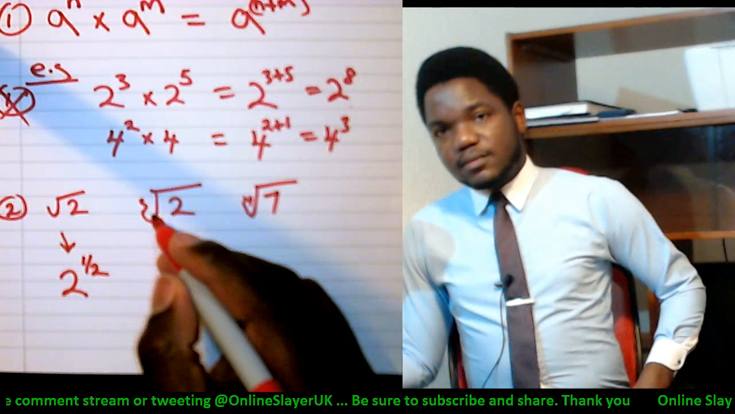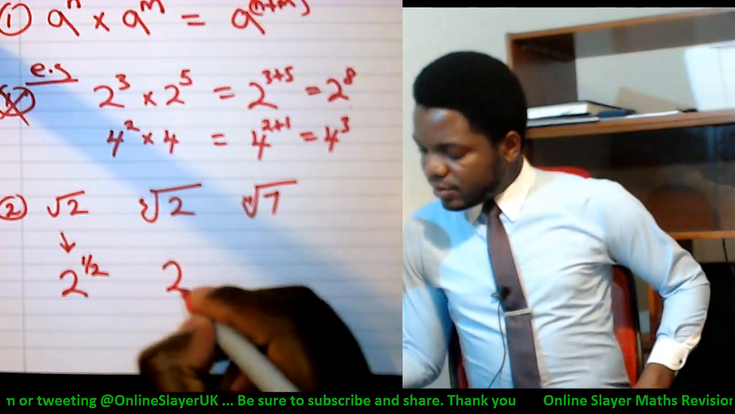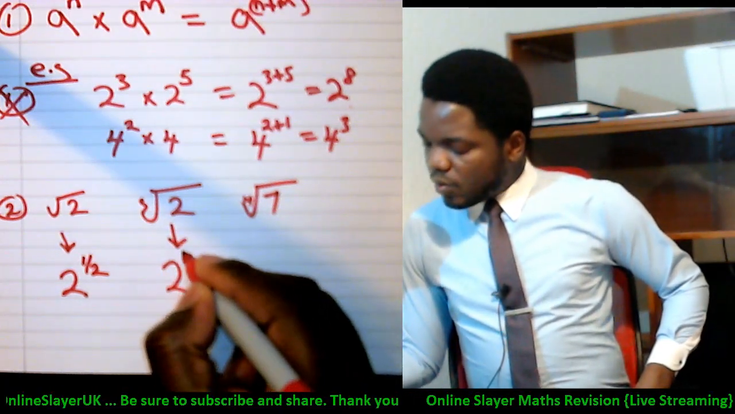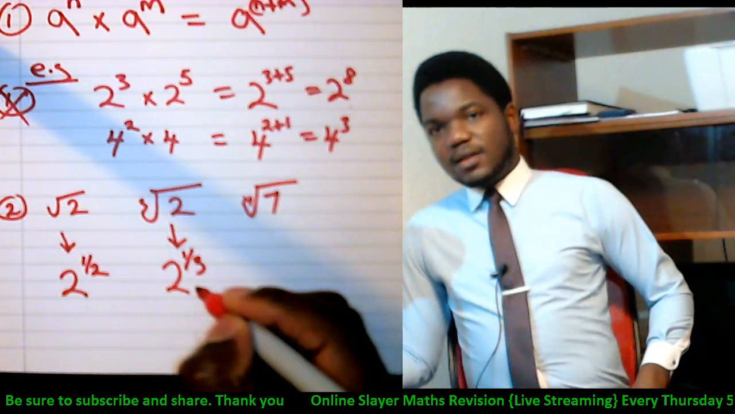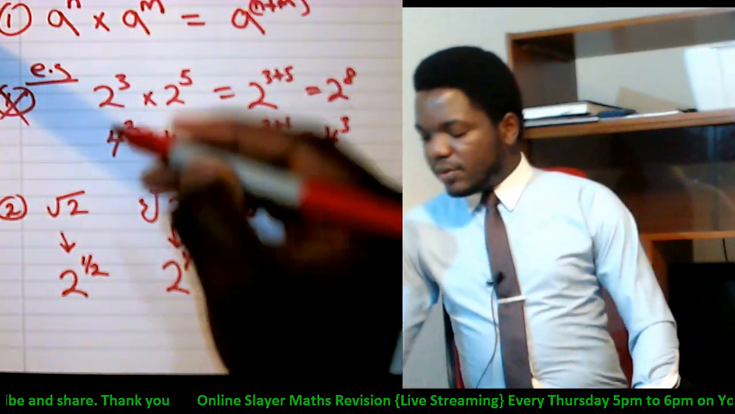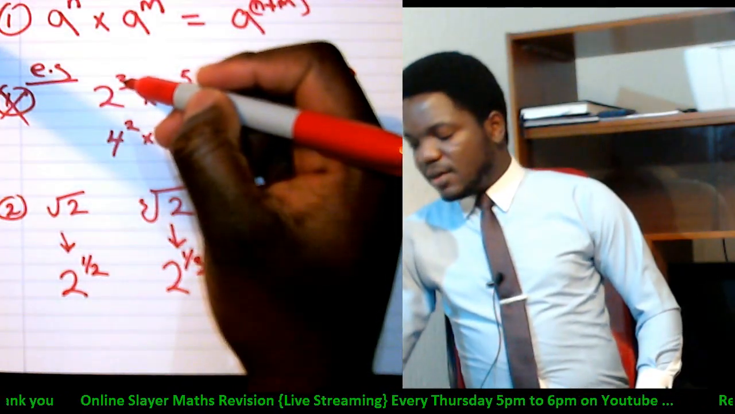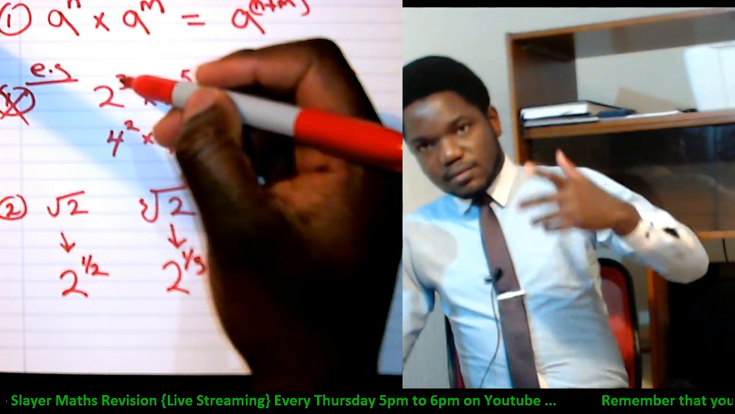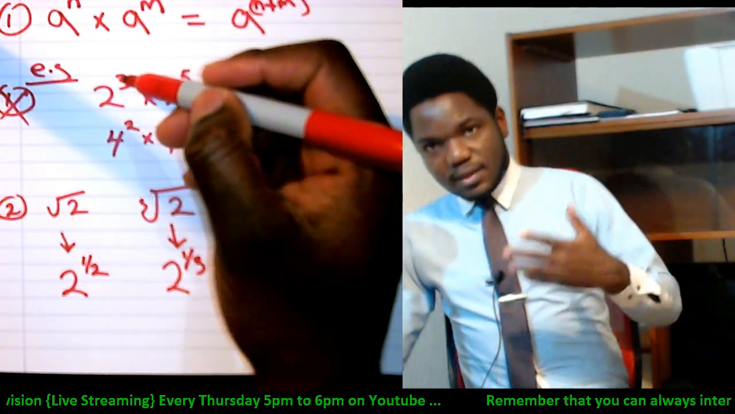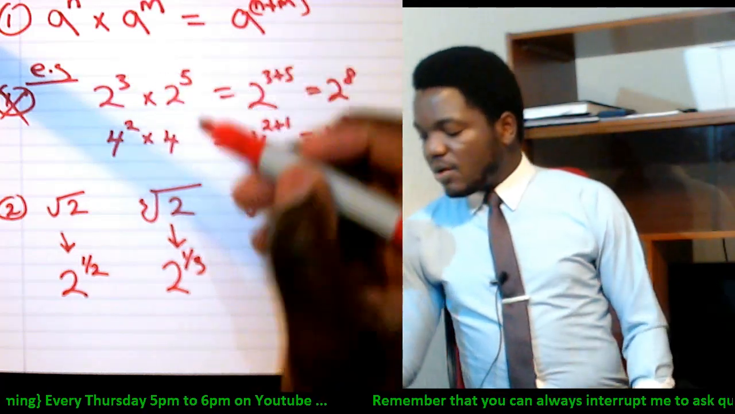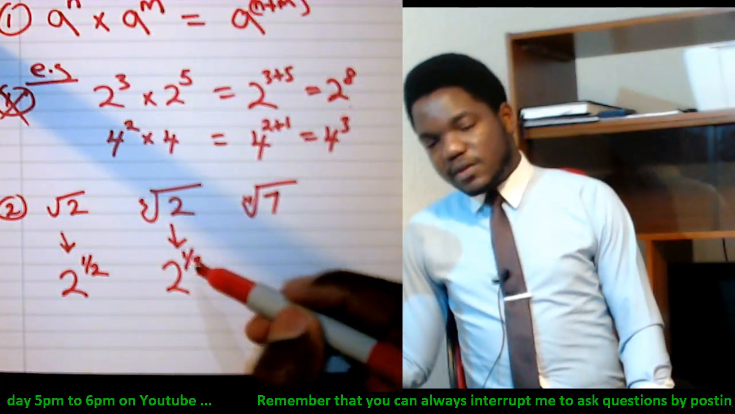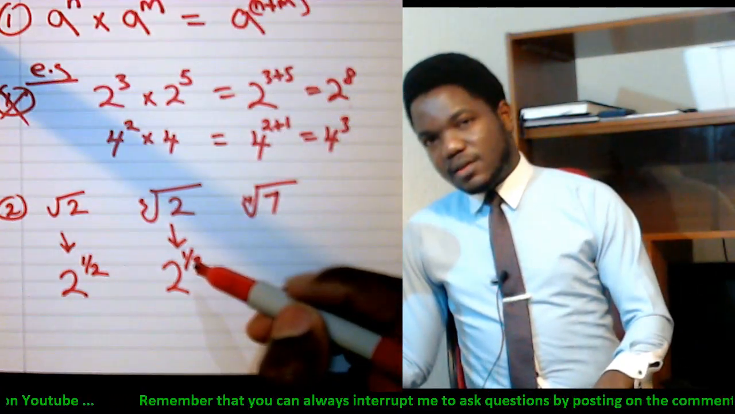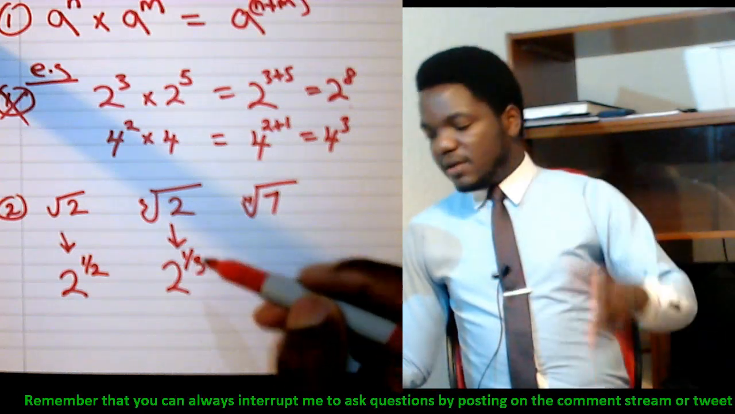Cube root of 2 is 2 to the power 1 over 3. So 2 raised to the power 3 is the multiple of 2, right? Like 2 times 2 times 2. While 2 raised to the power 1 over 3 is the cube root. So it's like the reciprocal of the other one.